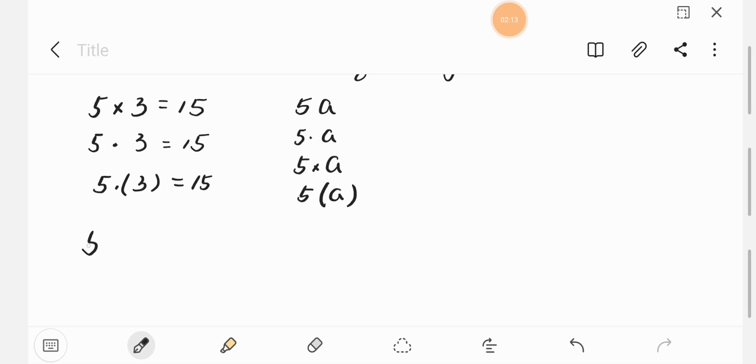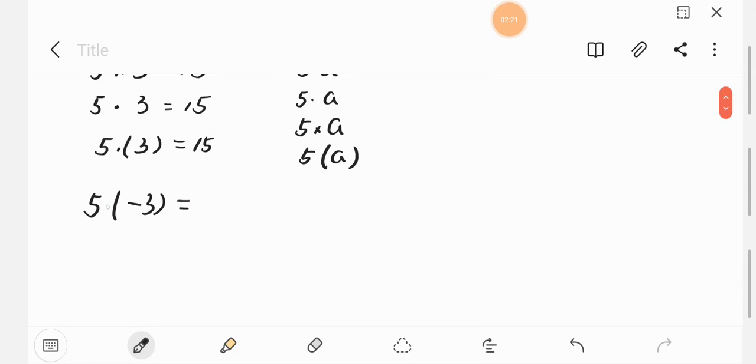How about 5 times negative 3? This is a product. You are multiplying two numbers, but this time these numbers have different signs. One is positive, one is negative. Then the result is negative. 3 times 5 is 15, we already know, but the sign is negative. This is really important. When you multiply two numbers, one positive and one negative, different signs, the result is negative.